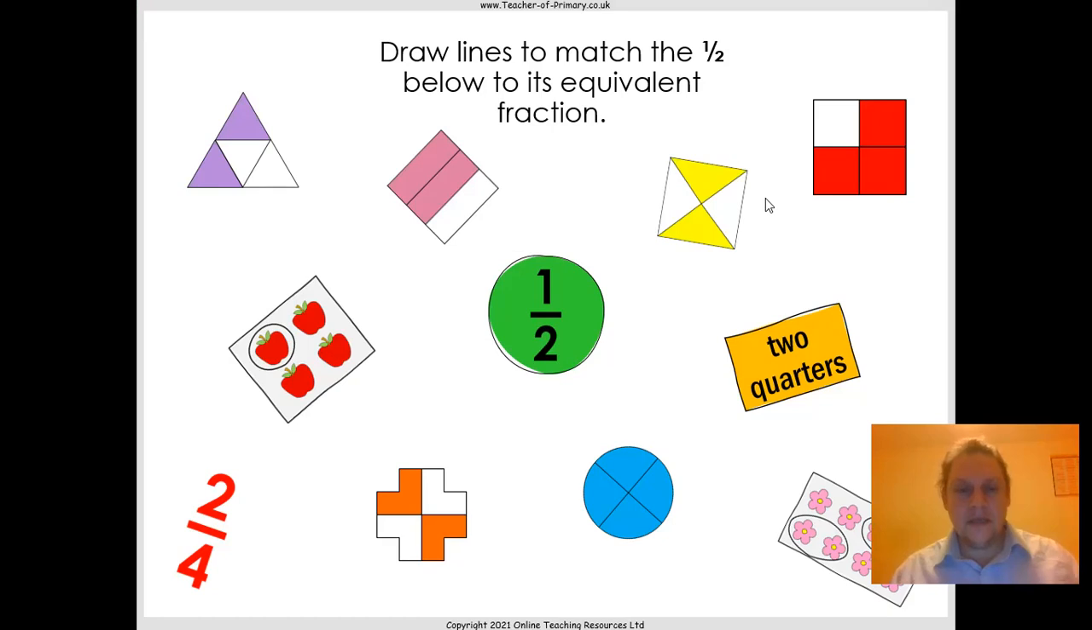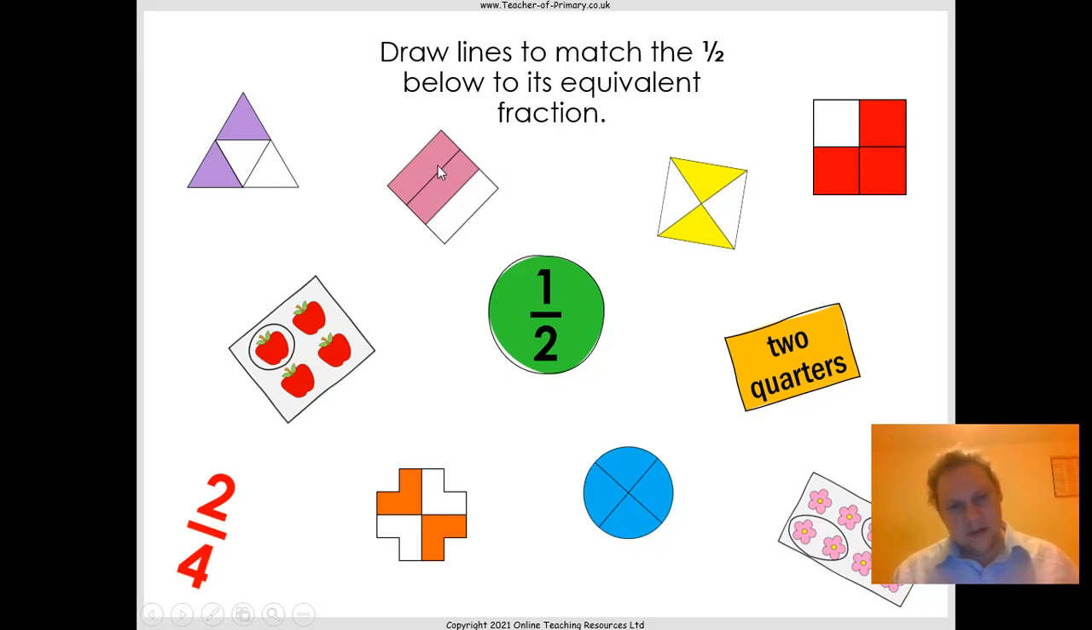All right, so let's have a look at this plenary. We've got to draw lines to match half below to its equivalent fraction. Let's see if we can find these quickly. First of all, let's look at this one. 1, 2, 3, 4. Is it half? It's got 2 shaded. Yes, it is. That's half. Now, can we find another half?